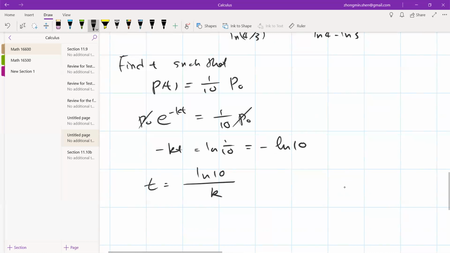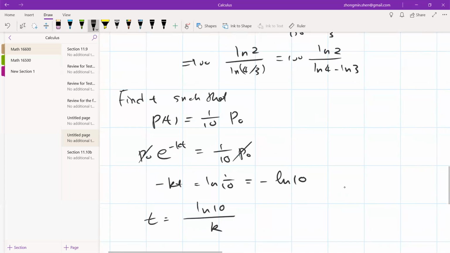Okay. So you scroll a little bit, the answer was 100 ln 2, right? Yeah, this is a positive number, 100 times ln 2 over ln 4/3. I think this is a half-life. Yes, this is a half-life. We find the k first. Once you find the k, you get a general formula, except for the information about the original quantity, but it doesn't matter, the original quantity.